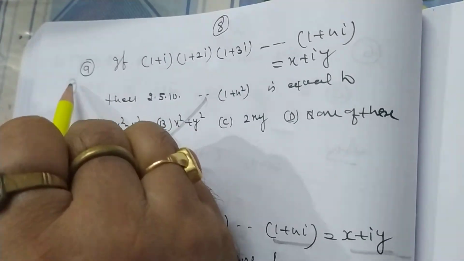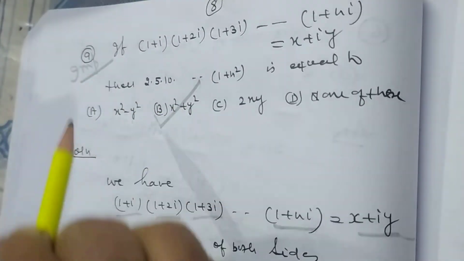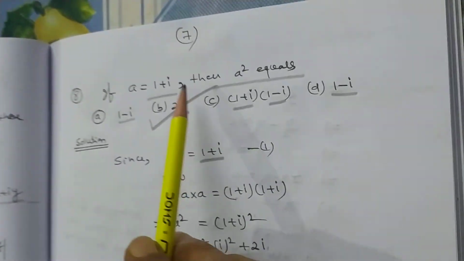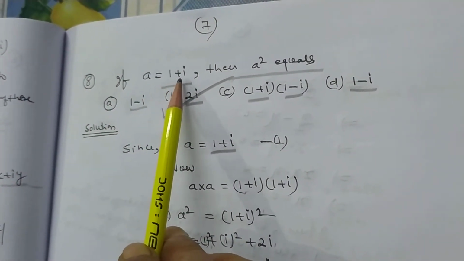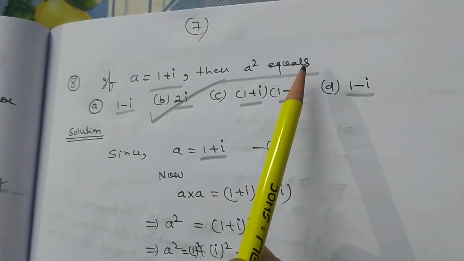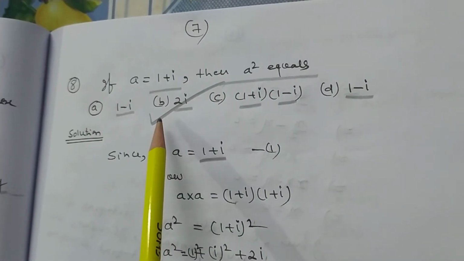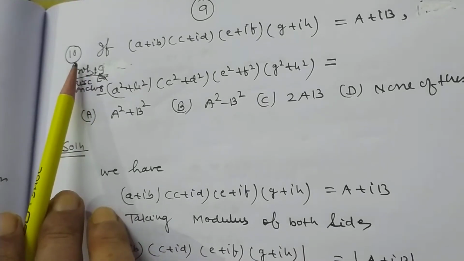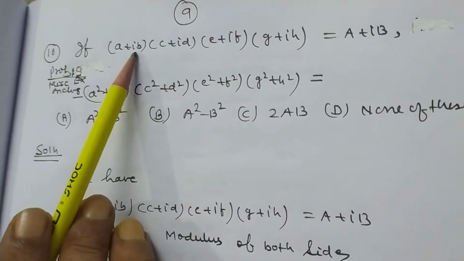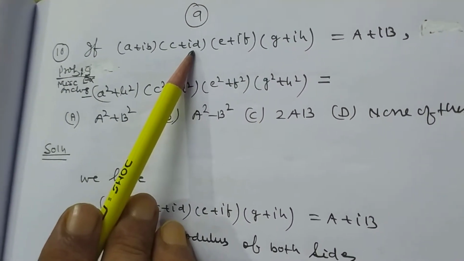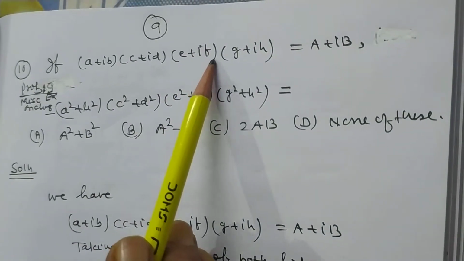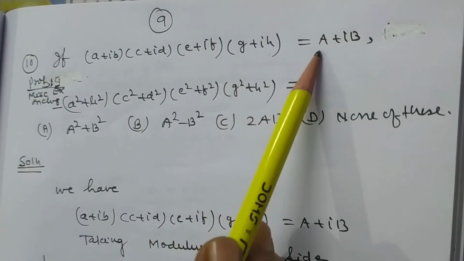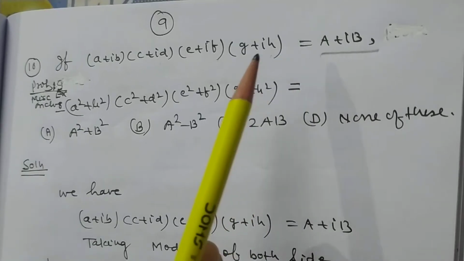This problem is very, very important. You should solve it two to three times at least. Now, if a is equal to 1 plus i, then a squared equals, we have discussed this problem, sorry. Now, problem number 10: if a plus ib into c plus id into e plus if into g plus ih is equal to capital A plus iB.